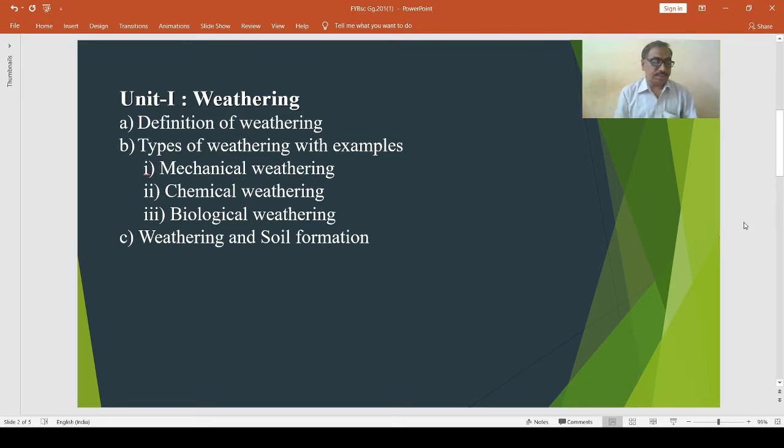In this paper there are 4 units. First unit is about weathering. This unit includes definition of weathering, types of weathering with examples, and the types of weathering are mechanical weathering, chemical weathering, and biological weathering. Then weathering and soil formation.